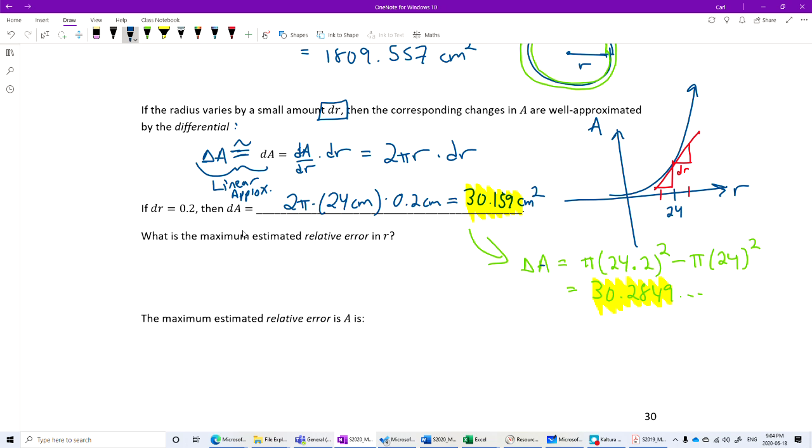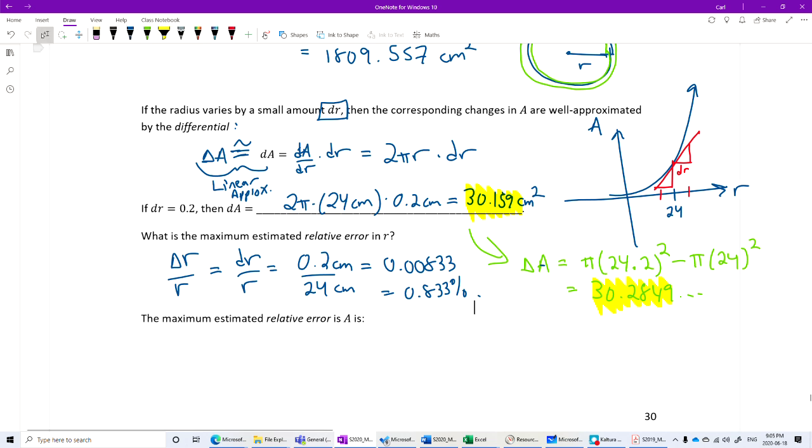Okay, so what is the maximum estimated relative error in R? The maximum estimated relative error in R is dr over r. Well, let's say it's delta r over r, which is the same thing as dr over r, which is 0.2 divided by 24. The maximum relative error in R is 0.00833, or 0.833%.